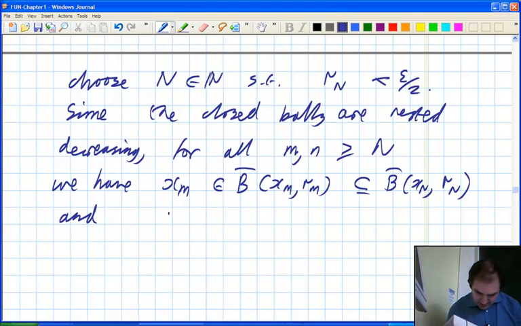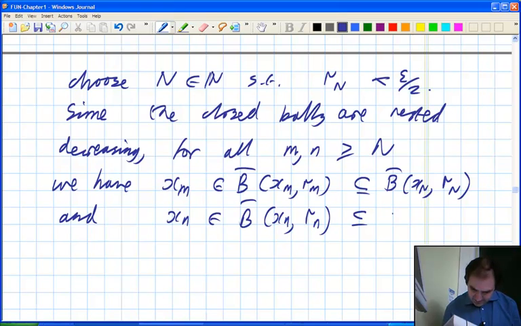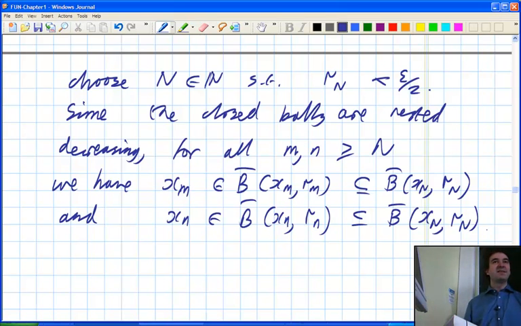and similarly xn is also in there, in its own one, so the closed ball centered on xn, radius Rn, which is also a subset of the same big closed ball centered on x capital N, radius R capital N. Okay, I say it's big, but it's got radius less than epsilon over 2, so it's probably small, really. So the distance from xm to x capital N and the distance from xn to x capital N are both less than epsilon over 2.